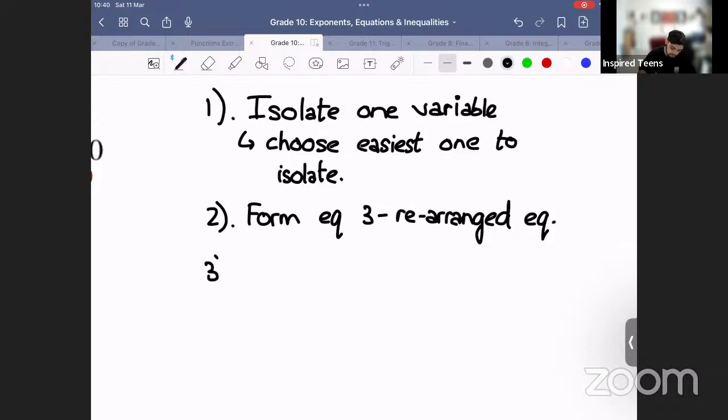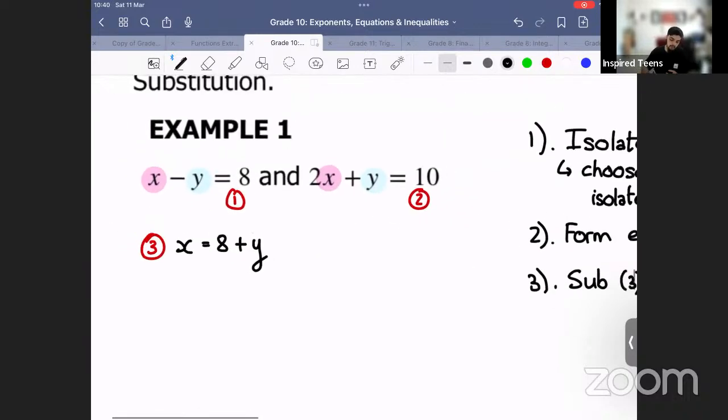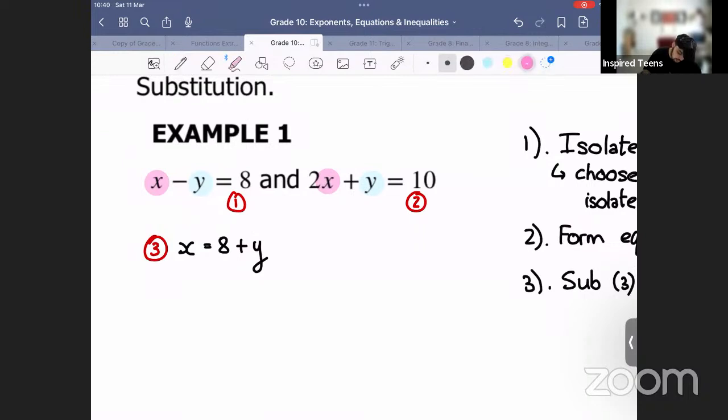Okay, step number 3 is to substitute our rearranged equation into the other equation we didn't work with yet, which in this case is number 2. So substitute number 3 into number 2. Here's number 3, there's number 2. Wherever I have x, let's choose a different color, wherever I have x, instead of writing x, I'm going to write 8 plus y, because x is equal to 8 plus y. We know that.